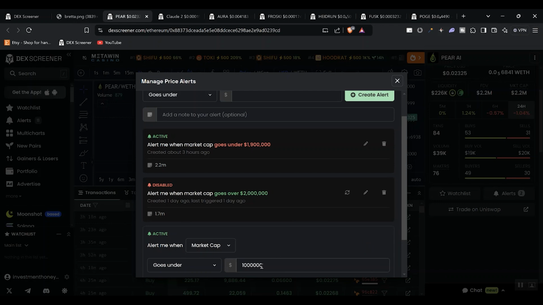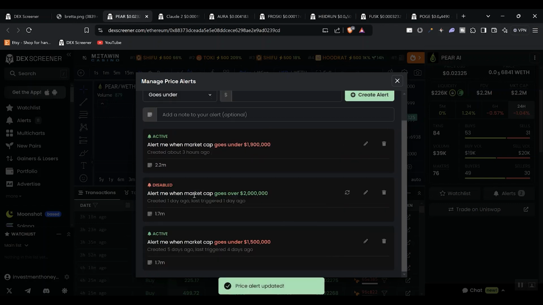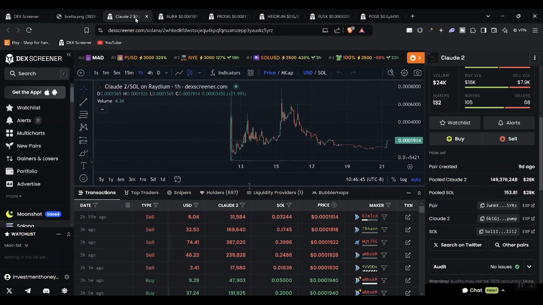I actually think I'm going to move this one to 1.5. Again, just keeping a closer eye on it. There we go. And this one, we're going to keep disabled because right now it's over 2 million, which is where it's hovering. If we're looking for an entry, it makes more sense to pay attention to the under alerts than the over alert. So that's my mindset in terms of setting that alert. Okay, exiting out, and there we go. We're done on that one.